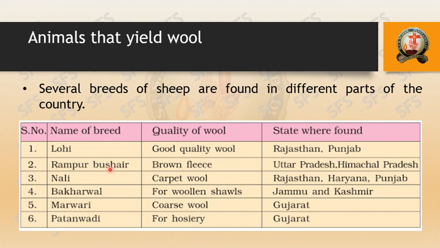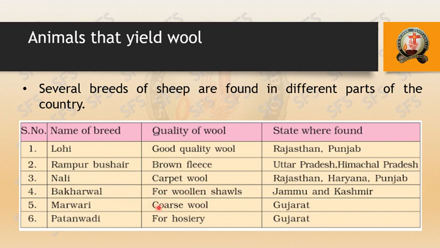Similarly, Rampur Bushair is helpful to make brown fleece, brown color wool. They are available in Uttar Pradesh and Himachal Pradesh. Similarly, Nali is what we call carpet wool. It helps to make carpets. They are found in Rajasthan, Haryana and Punjab. Bakarwal is another type of breed. It is helpful for making shawls, and you can find them in Jammu and Kashmir.